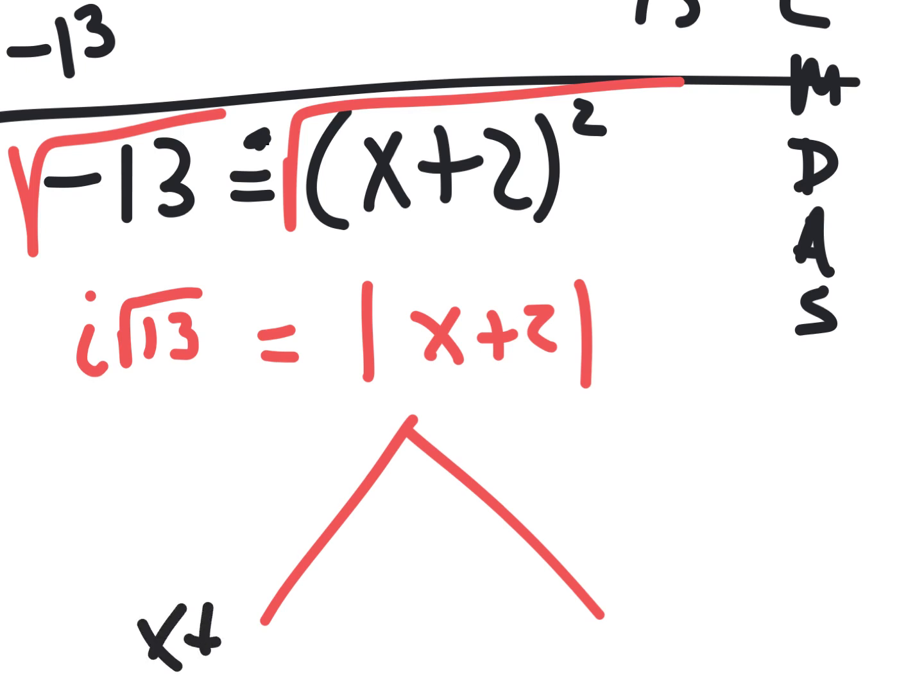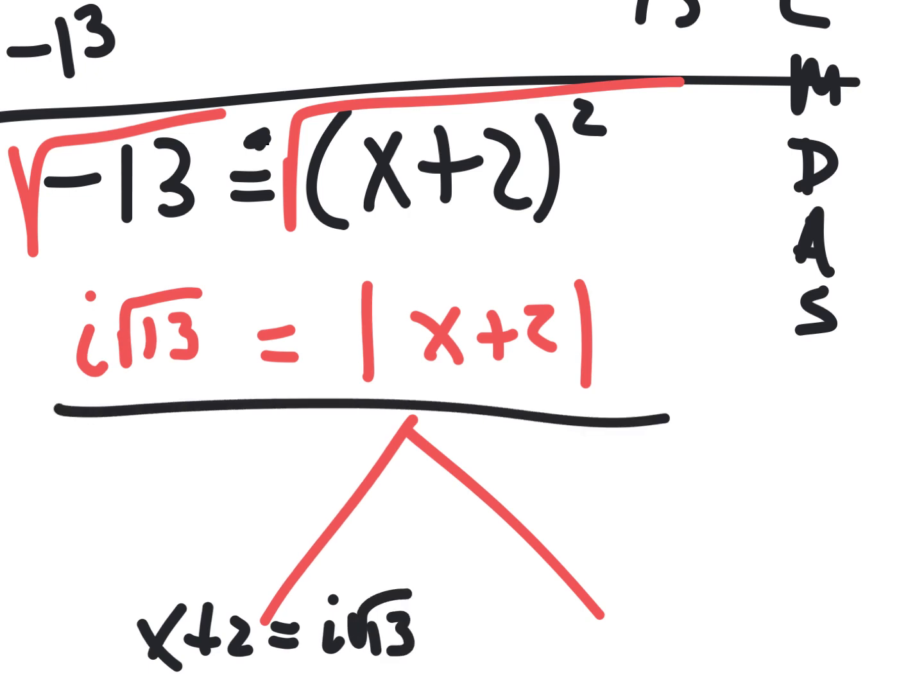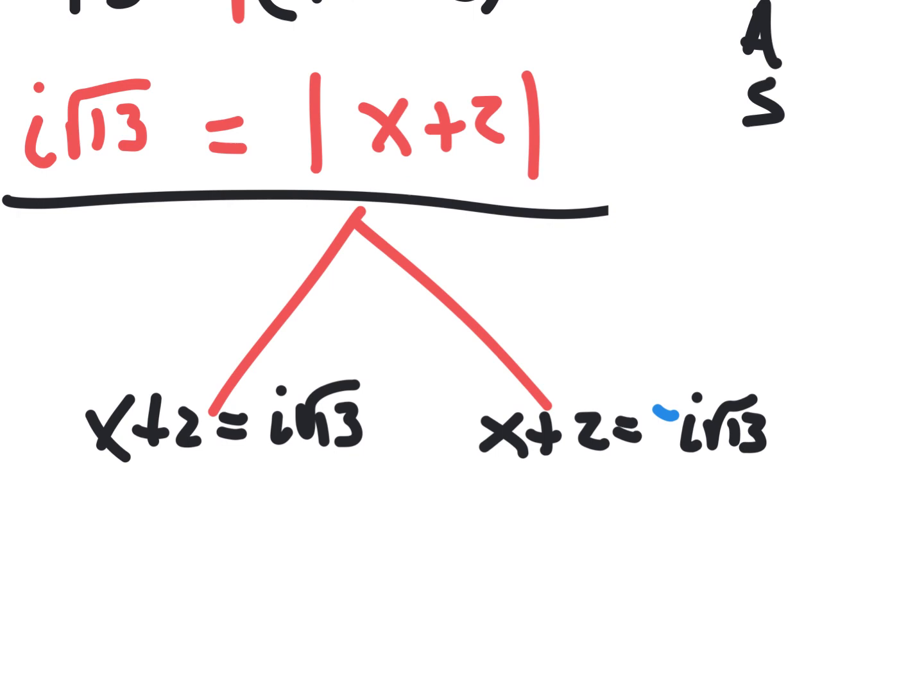So x plus 2 is i root 13. Notice the first one you write is exactly the same as what you had, but without the absolute value bars. The second one is identical to the first one, except for one little negative. I'll just make it blue. Otherwise, those 2 equations are identical. It's just that one has to also be negative, and then you solve it the rest of the way. Go ahead and finish this off.